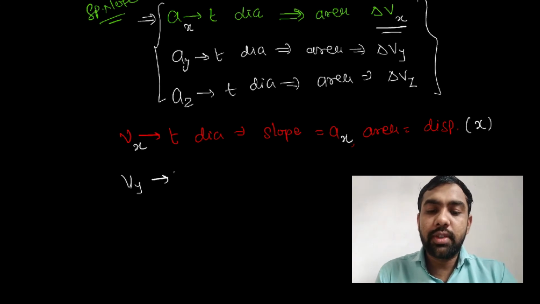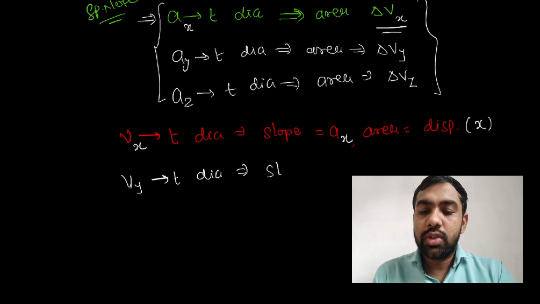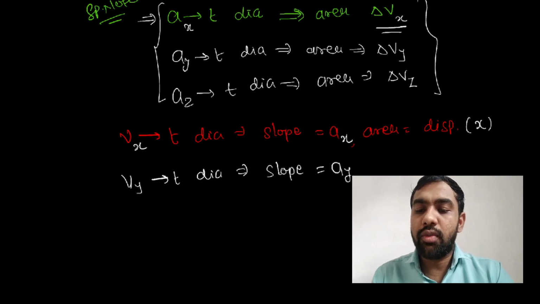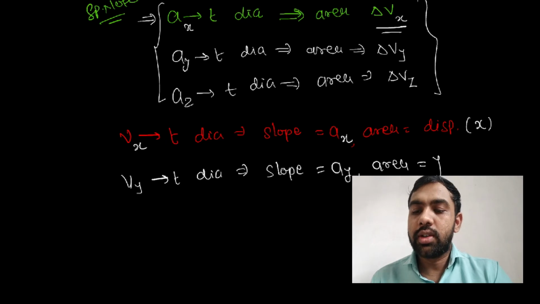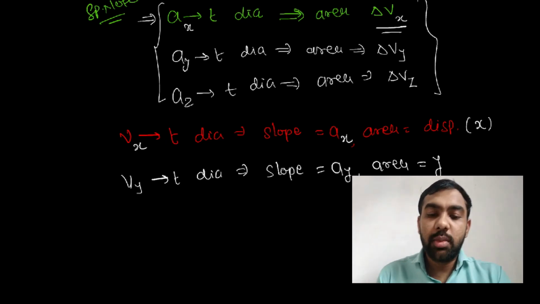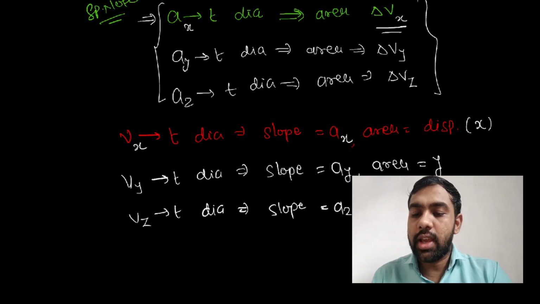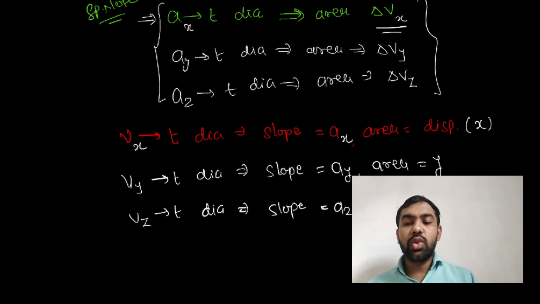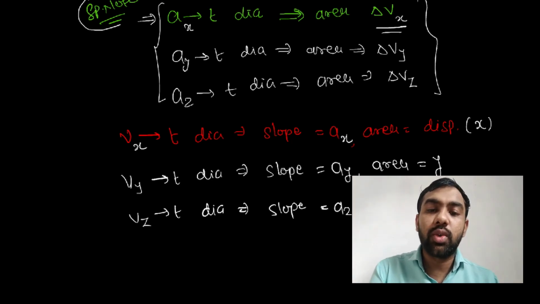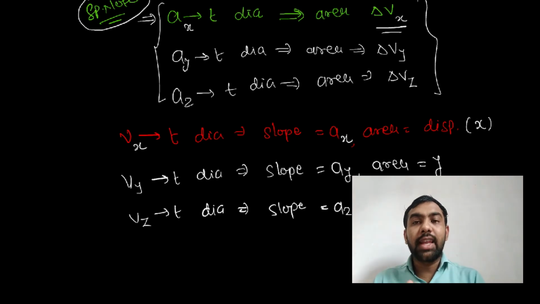Similarly, if you have a vy versus t diagram, then slope is equal to acceleration along the y direction, and area is equal to displacement along the y direction. Similarly, for a vz versus t diagram, slope is equal to az, and area is equal to displacement along the z direction. So all of you note all this. Whatever concept you applied along the x direction in the first chapter of motion, here you also apply all the concepts along y and z direction. Only your symbols are different. You just change your symbols, nothing else. Okay, so all of you note this, then after that we will go to the next one.